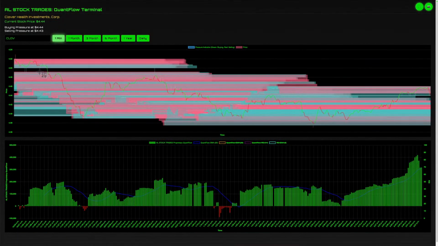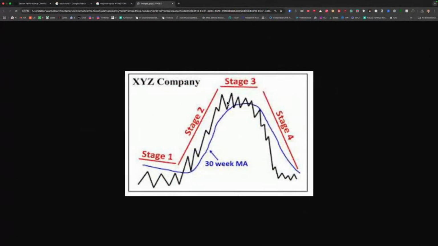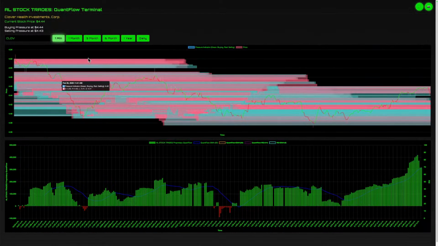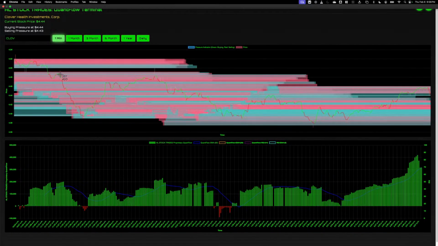So whenever the stock started falling down, the QuantFlow was below the simple moving average. You see how the blue line here is above these green bars? So that means we are in stage 4, which is why there was a lot of selling pressure on the minute chart, which is why the stock started dropping down. It went all the way from 450 down to 438, right?